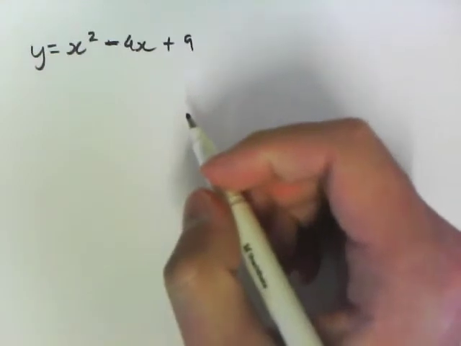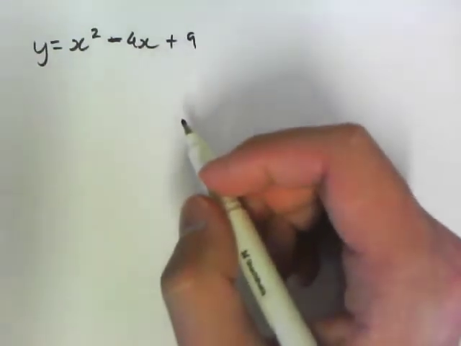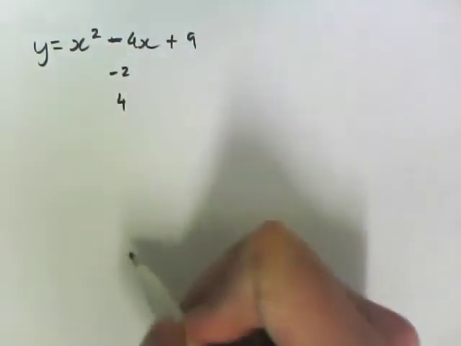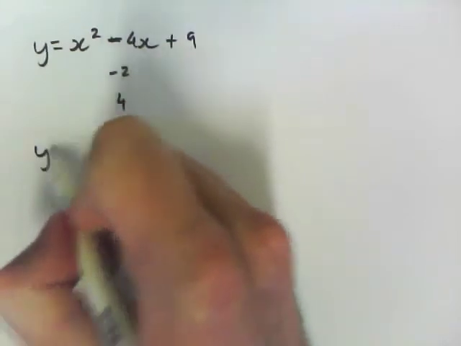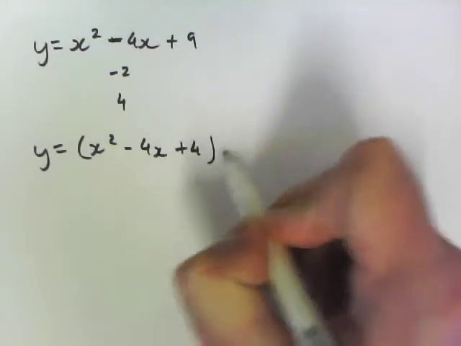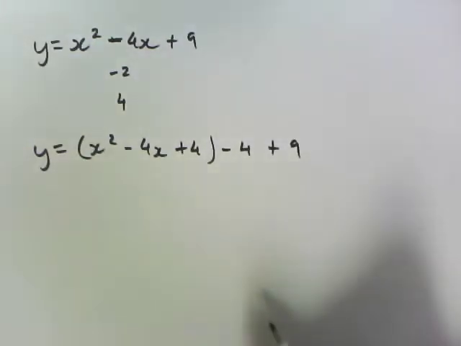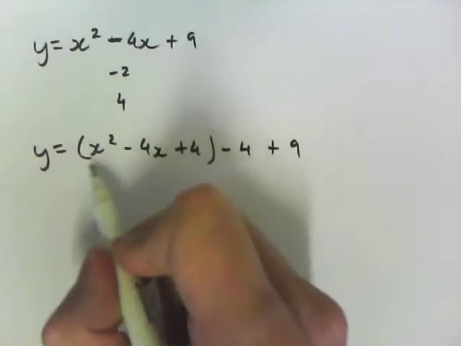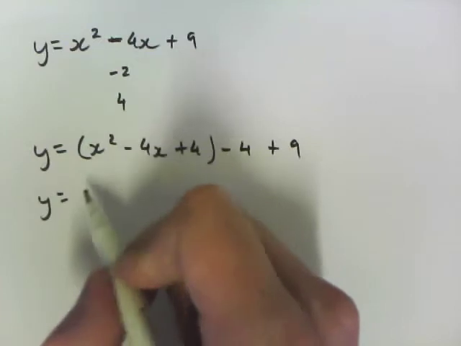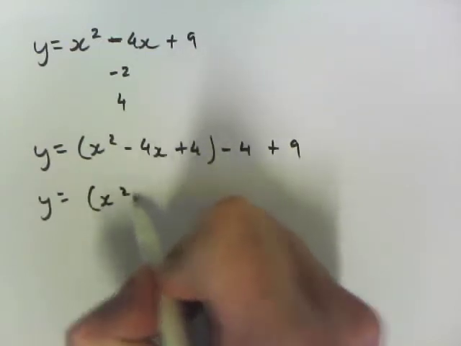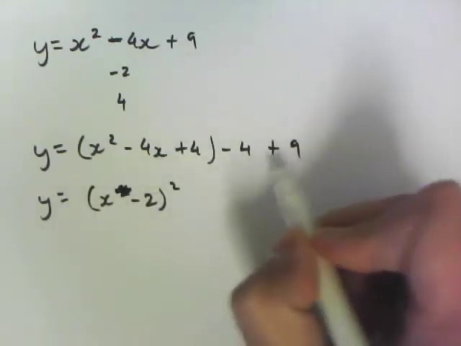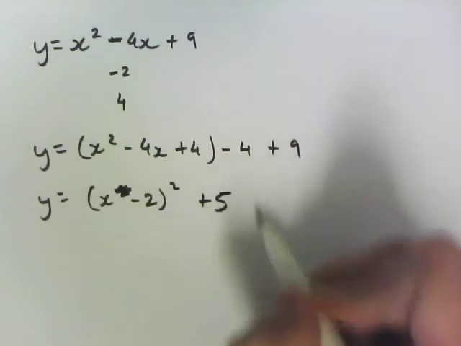If you don't remember completing the square, I'm going to run through it quickly now, but there is a separate video on it. I'm going to take the 4, divide it by 2, and square it. So y equals x squared minus 4x plus 4 minus 4 plus 9. Now this, hopefully you remember, is a perfect square: x minus 2 all squared, minus 4 plus 9, which is plus 5.